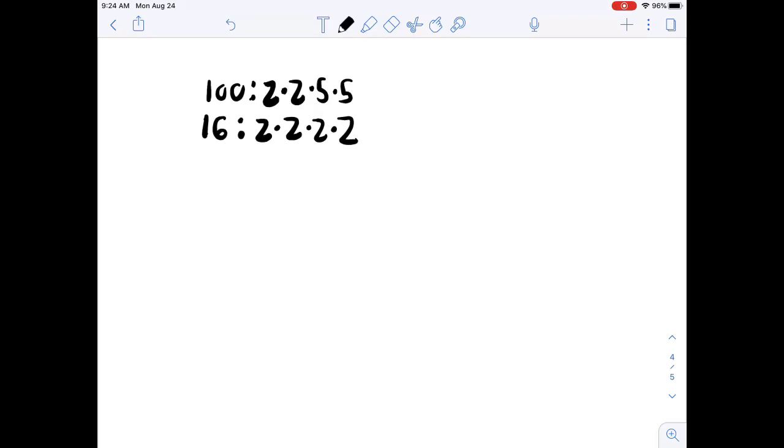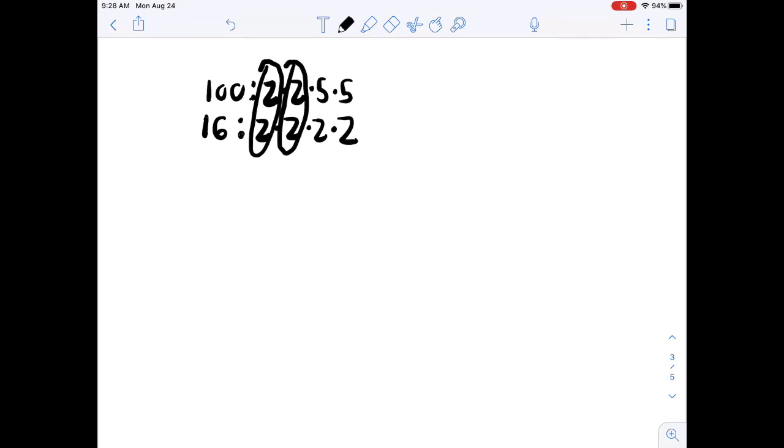To find the GCF of these two numbers, we need to find the product of each prime factor that is common to both prime factorizations. Let me put this in simpler terms. We need to find all the prime factors that are common to both prime factorizations, including repeats, and multiply them together. If we look at both of these prime factorizations, we can see that they both share a 2, but they also share another 2. The number 16 has four 2's, but 100 has only two 2's.